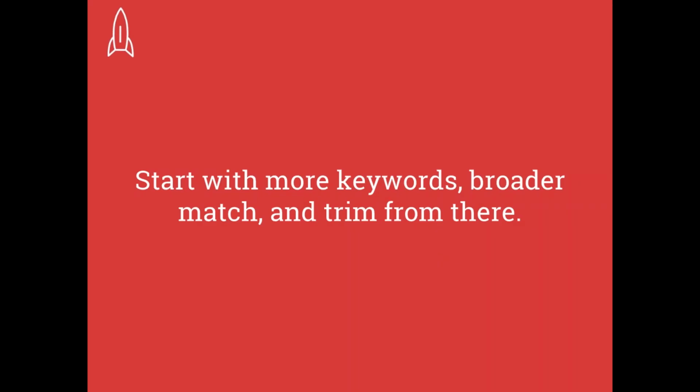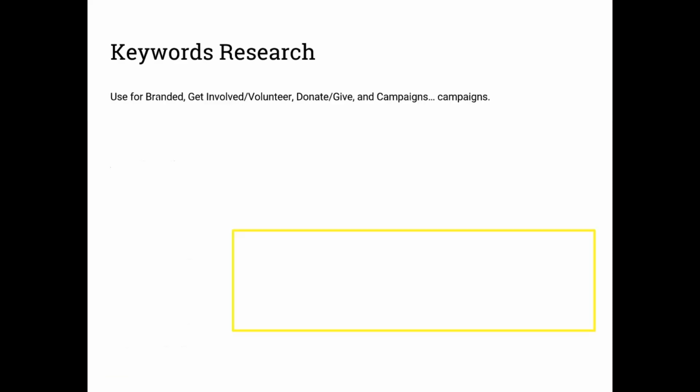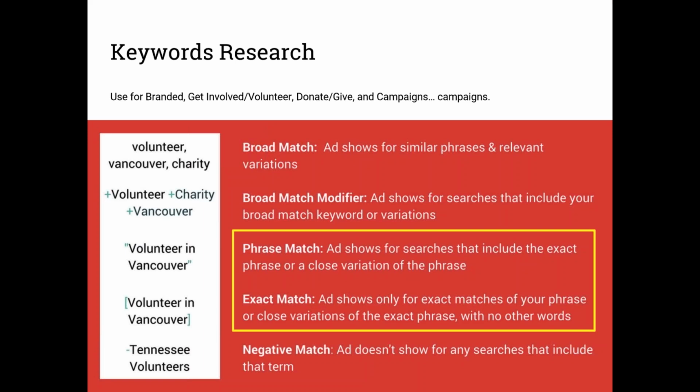I already mentioned this, but we start with more keywords and broader match, and then as we learn, we'll trim from there. When you get into your branded or get involved or donate, that's where using more specific phrases will help, because they're really expensive and competitive. So instead of volunteer in Vancouver, which is our example, you could go volunteer in Vancouver downtown east side as a phrase match, because now that's more unique and we have a better chance of being more relevant and standing out. So if you start big and broad for content and stories, that's fine. But for donations in particular, using phrase or exact match is a better strategy.